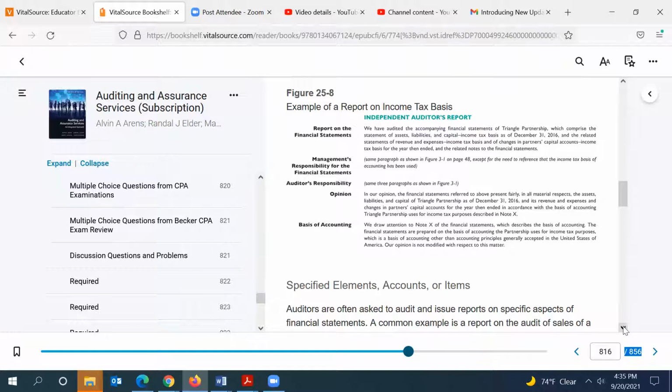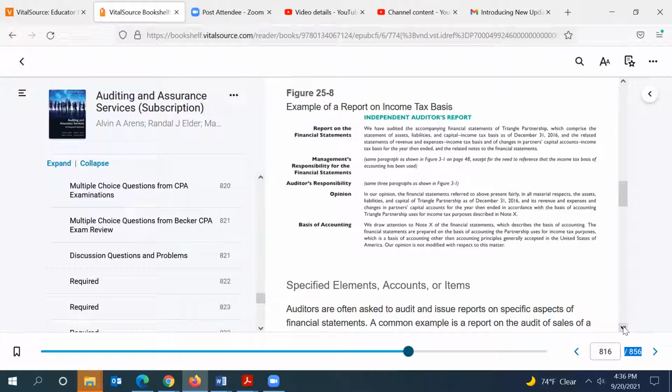So here it is, this independent auditor's report. And we see that we have audited the financial statements of Triangle Partnership. So again, it's not publicly traded, it's a partnership, which comprise the statement of assets, liabilities, and capital on the income tax basis as of December 31st. And the related statements of revenue and expenses, income tax basis, and the changes in partners' capital accounts, that's like a statement of retained earnings, income tax basis for the year then ended, and the related notes to financial statements. You'll see that those financial statements have slightly different names from what we're used to.